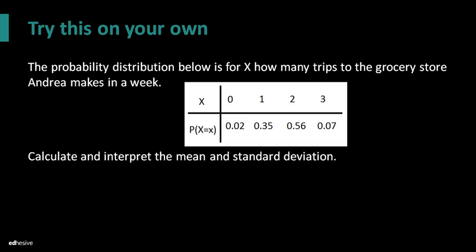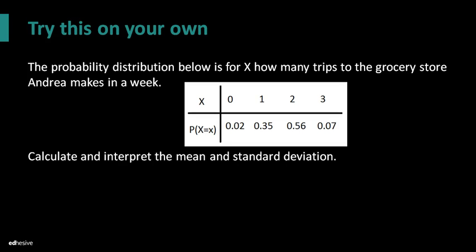All right, let's try this last one on our own. So the probability distribution below is for X. How many trips to the grocery store Andrea makes in a week? So in a week, Andrea either makes 0, 1, 2, or 3 trips to the grocery store. This is discrete because she cannot make 1.4 trips in a week. And the probabilities are there as well. All the probabilities there do add up to 1. So this is a valid probability distribution. And why don't you go ahead and use your calculator to calculate and interpret the mean and standard deviation.